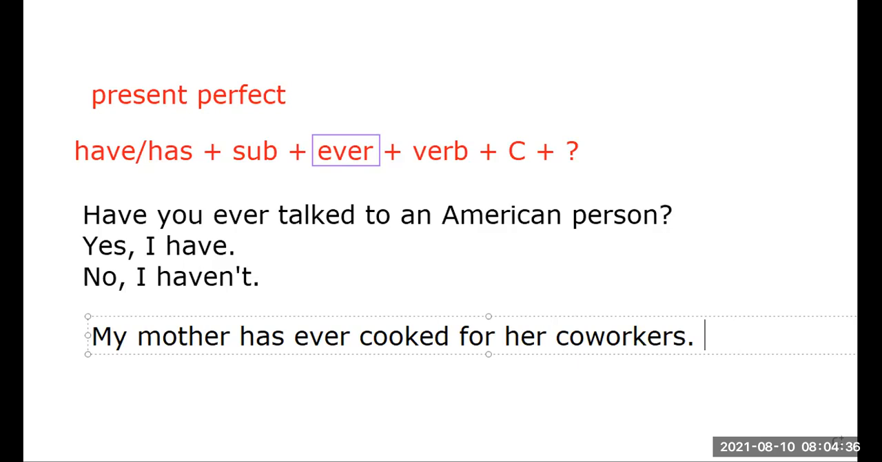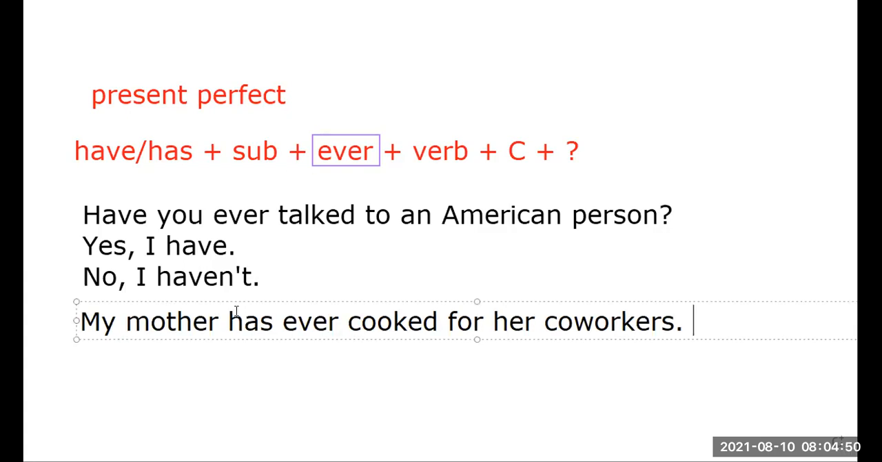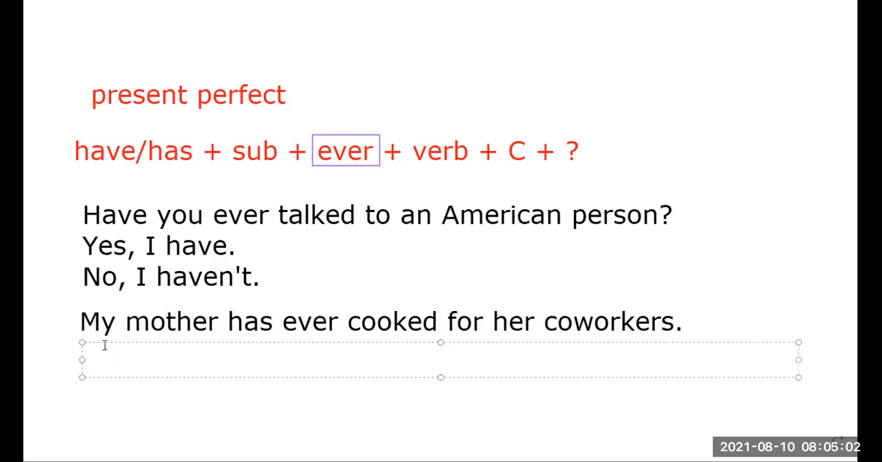Miss, is only have used for questions? Also has, yes, of course. I told you that this part depends on the subject pronouns. Depende del sujeto pronombre.